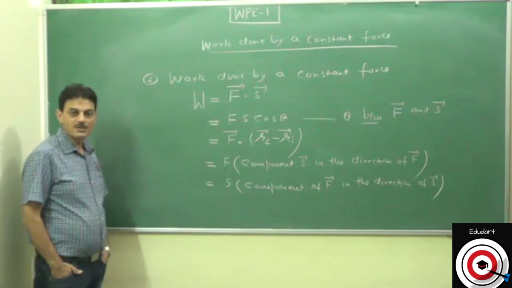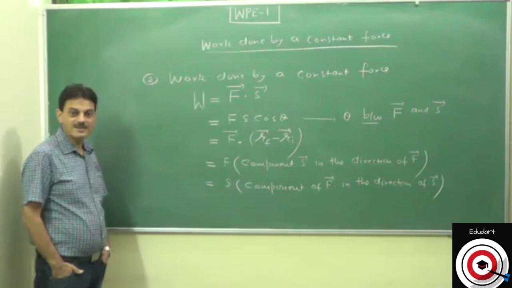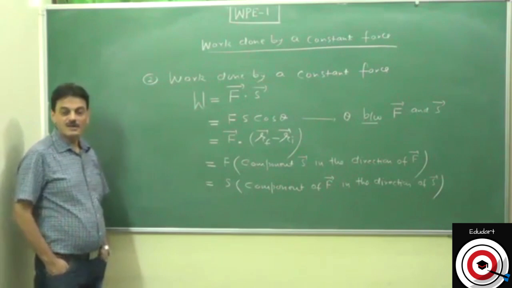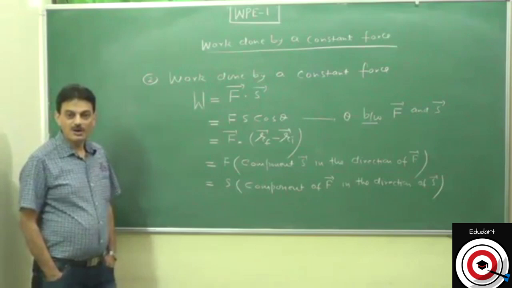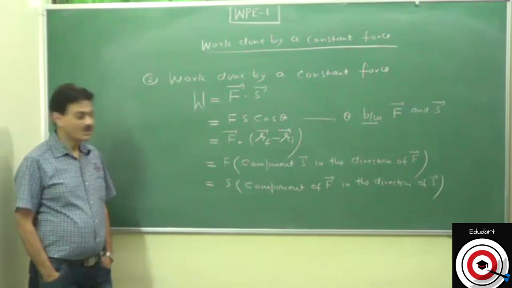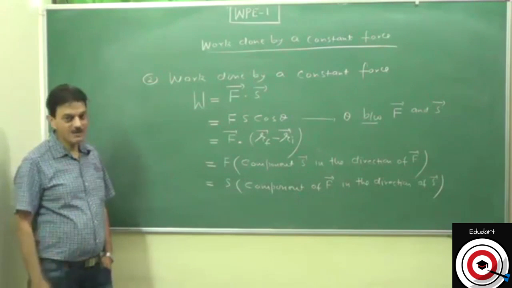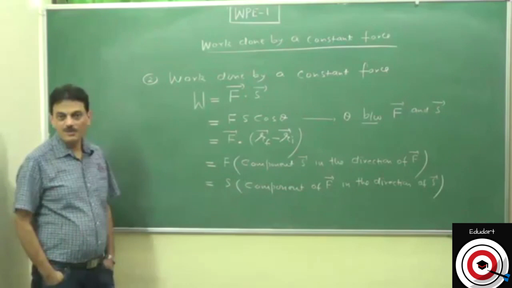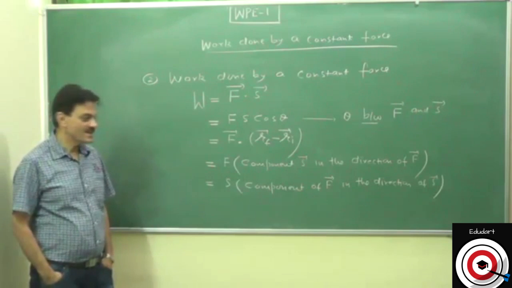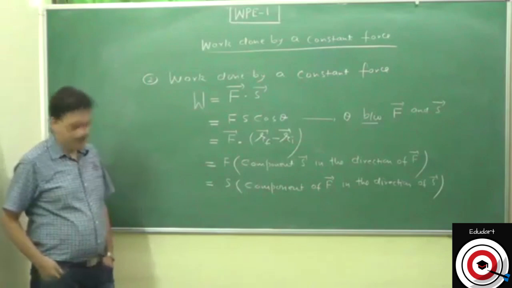So work done by a constant force is given by F dot S, or Fs cos theta, or F dot (R final vector minus R initial vector), or F into component of S vector in the direction of F vector, or S into component of F vector in the direction of S vector. Right? Now write down the third point.